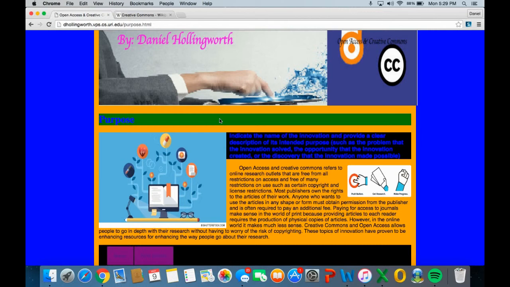On the internet, if you have to pay for something, usually people just scroll right by it. Now, allowing people to have open access to research, it allows people to get multiple artifacts and documents and all these educational resources for free, and it's right there in front of them at the touch of a button.